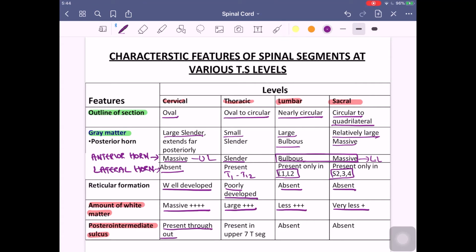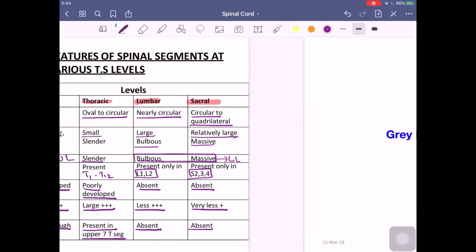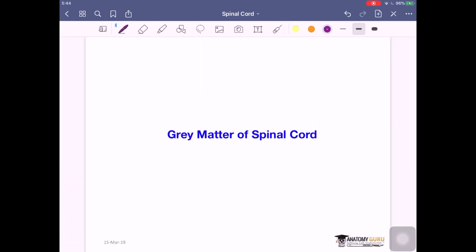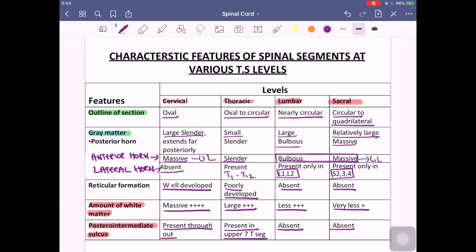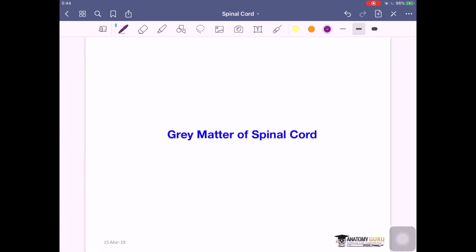Now this posterior intermediate sulcus is present throughout the cervical segment, that is C1 to C8, whereas it is present only in the upper thoracic segment. You can simply remember that out of 12 segments, the upper 6 have it, whereas it is absent in the lower thoracic, the entire lumbar and the entire sacral spinal segment. So that's all about your overview of gray matter and white matter.